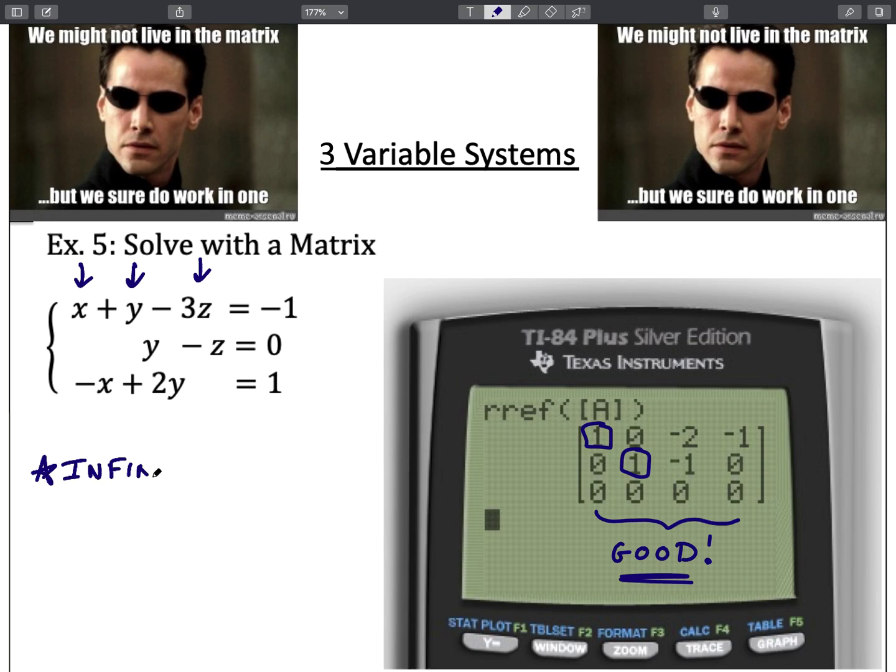This would mean that these three planes actually intersect on a line. And the line goes on forever. So that's why there will be infinitely many solutions.